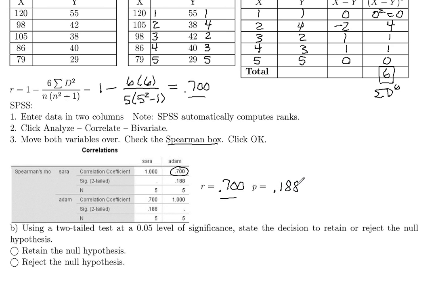We need that in part B or part C. They say using a two-tailed test at 0.05, state the decision to retain or reject the null hypothesis. This 0.188 is greater than 0.05, so we are going to retain the null. And remember, the null hypothesis is that the variables are not correlated, and the alternative hypothesis is that they are correlated.